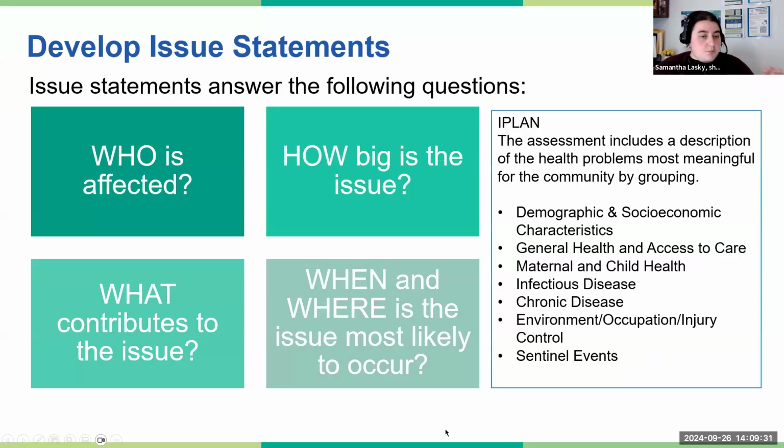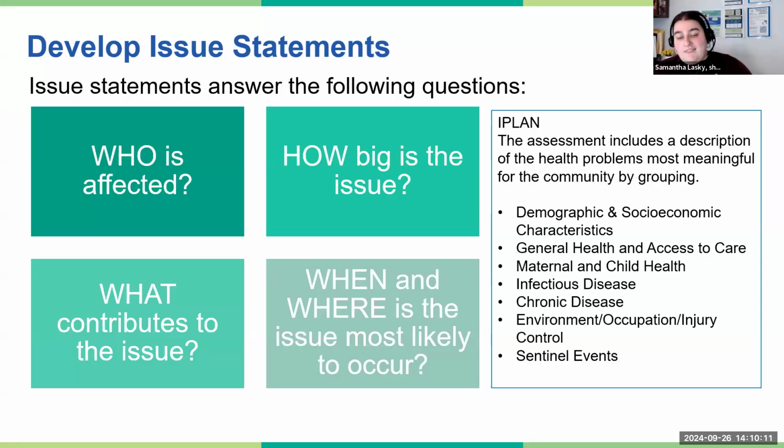So the biggest piece of this, after you've taken all of that data, gone through your guiding questions, summarized it, pulled it together, and developed themes, is to develop your issue statements. The issue statement is a 1 or 2 sentence statement that identifies and summarizes why and how the issue occurs, how serious it is, and its outcomes and impacts. Issue statements should answer the following questions: who's affected, how big is the issue, what contributes to the issue, and when and where the issue is most likely to occur. You can use the data from your assessments that you highlighted when identifying themes to answer these questions.